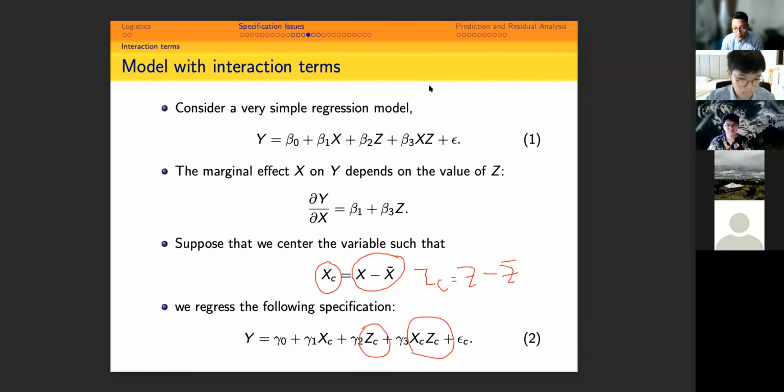Very straightforward. Now, what does this centering do to our regression? Long story short, the transformation that we did for the x variable as well as for the z variable is going to change the estimated coefficients. The coefficients that you obtain from this regression are going to be quite different from the estimated coefficients obtained from the other regression.